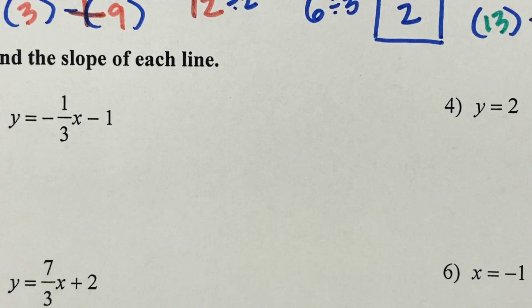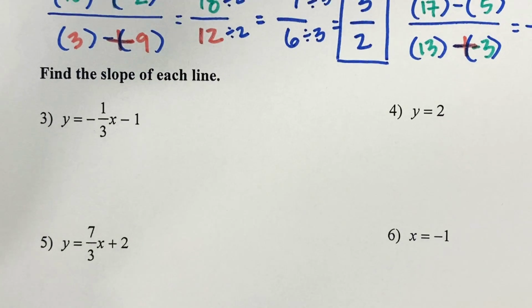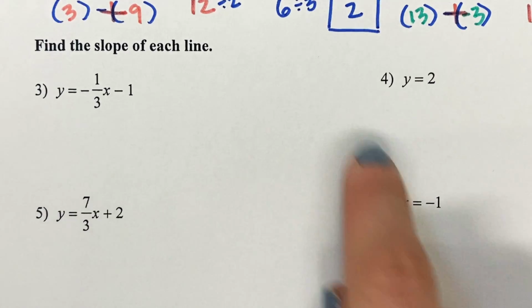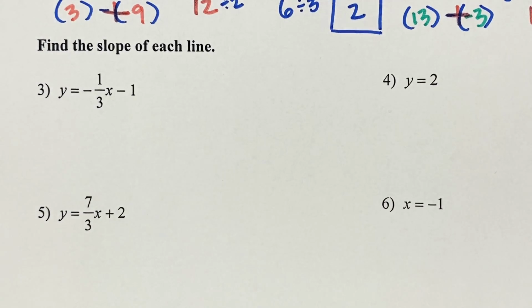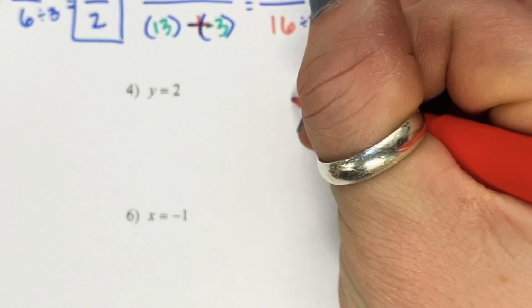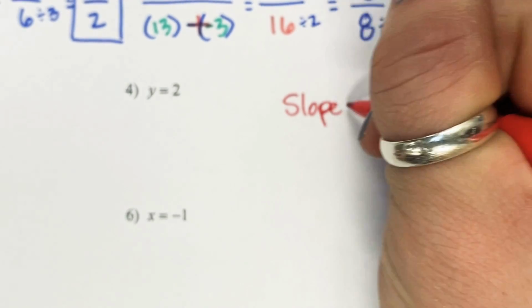Perfect. Numbers 3 through 6 are asking us to find the slope of each line. All of these equations are written in what's called slope-intercept form. So let's go over here and actually identify what slope-intercept form is. Let's write that on our paper.